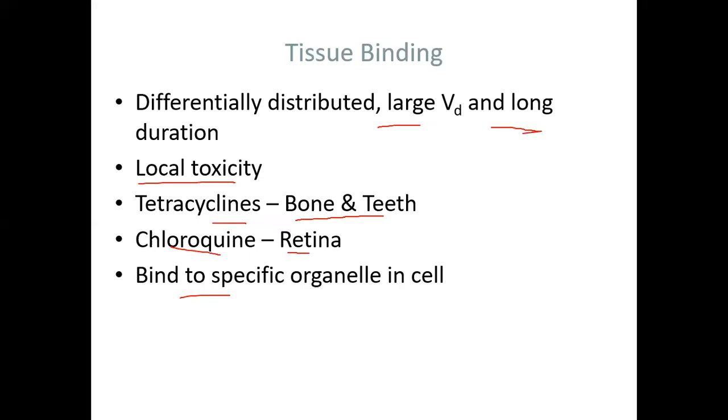So this is regarding certain phenomena in distribution, where we started with the apparent volume of distribution. We discussed redistribution. Then we talked about the blood-brain barrier, the placental barrier, plasma protein binding and tissue binding. So this is all regarding the phenomena of distribution. And in the subsequent sessions, we would be talking about metabolism as well as excretion.